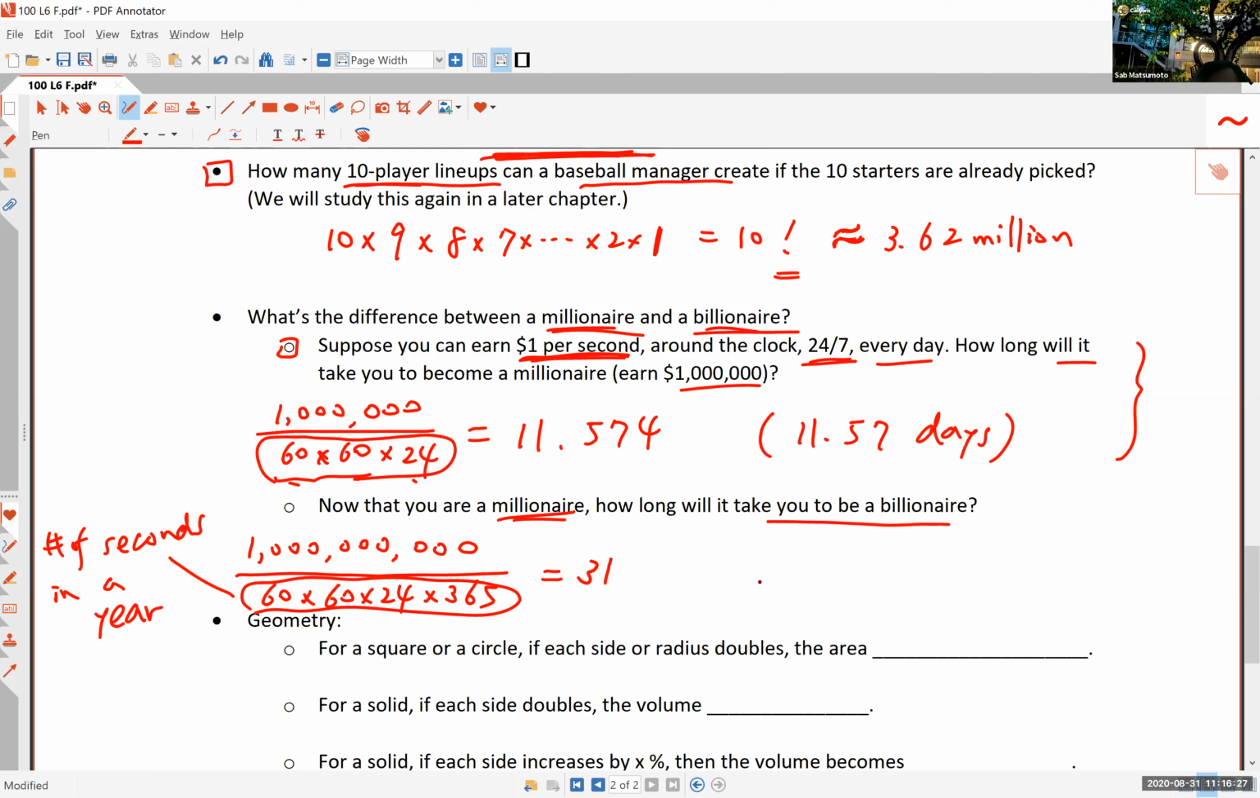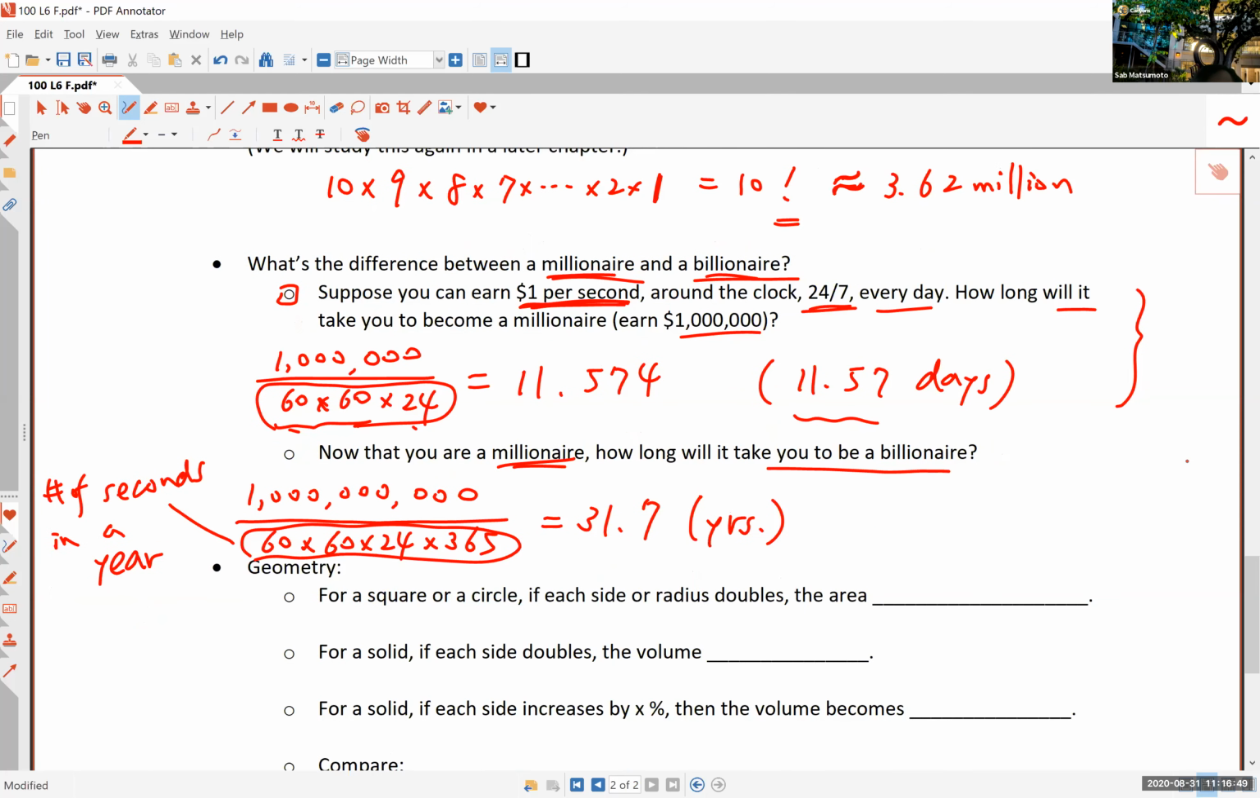Did I do this right? Does it sound incredible to you? Yeah, but that's true. It turns out it only takes you less than 2 weeks to become a millionaire at this rate. But at the same rate, it takes you over 31 years to become a billionaire. So now you have maybe a renewed appreciation for the billionaires of the world.